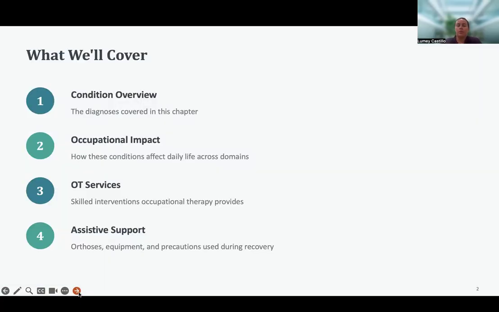What we cover? The first is condition overview about the diagnosis covered in this chapter. The second is the occupational impact and how these conditions affect daily life across domains. The third is the occupational therapy services, where we're going to see the skilled interventions that occupational therapy provides. And the last one is the assistive support like orthosis, equipment, and precautions used during recovery.